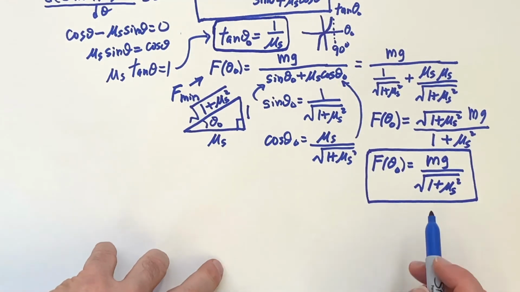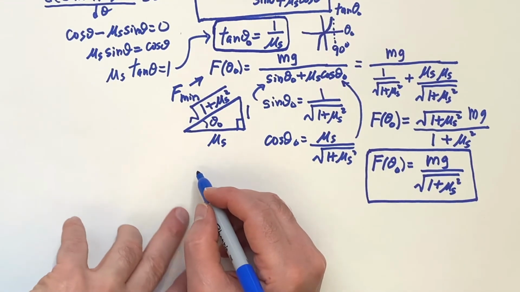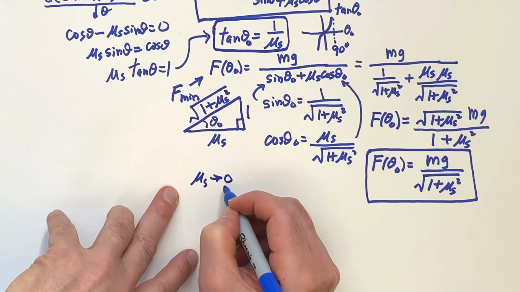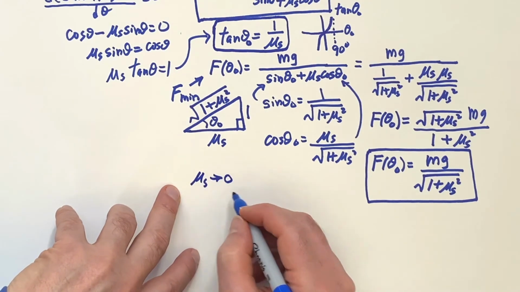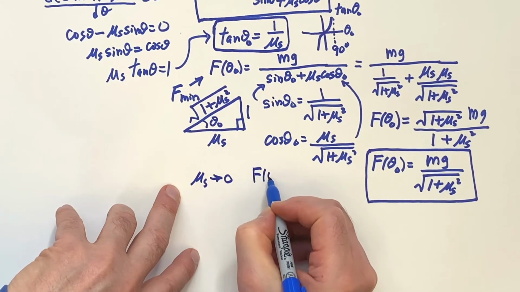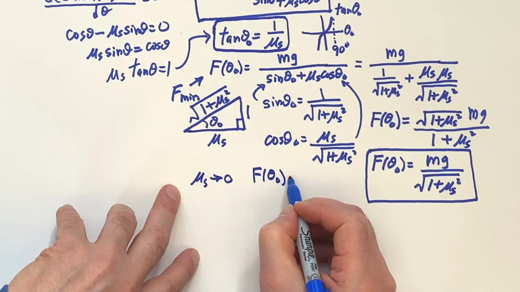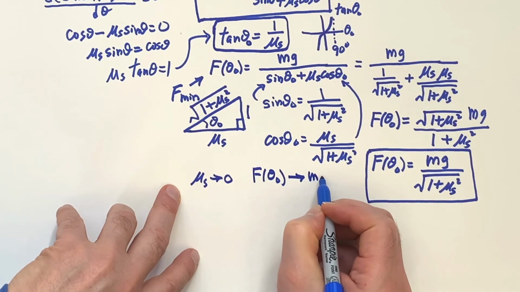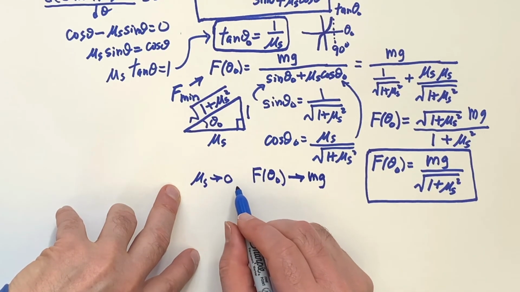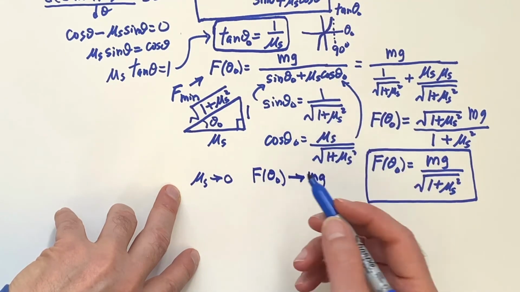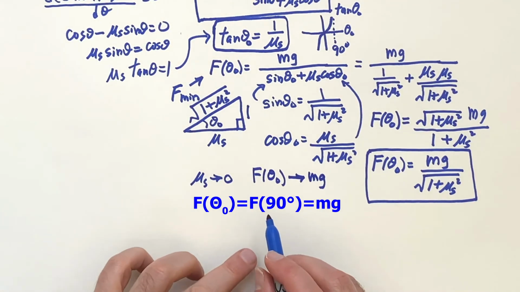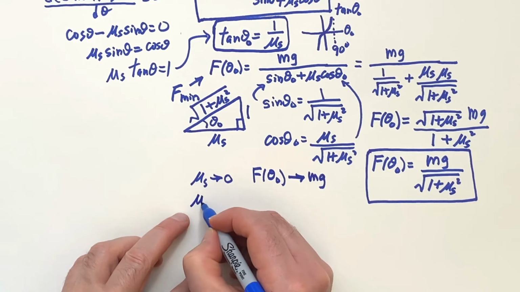So is that answer reasonable? Well, let's go ahead and check. We already looked at some extreme cases. If you take the mu s to go to 0, where you have no friction, then the best force that you're going to look at here goes to mg, and when the mu s goes to 0, as he pointed out, you have 90 degrees. You're holding the thing up with the mg, so that just checks out. We're just checking to make sure that we get what we expect from analyzing it earlier.